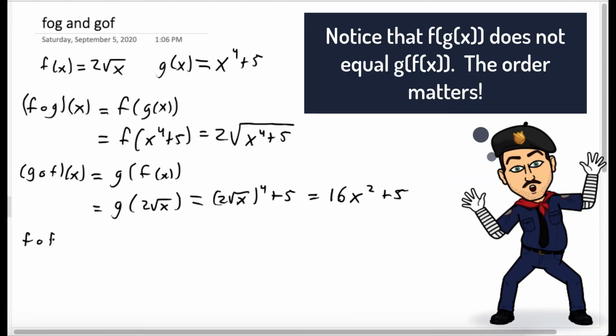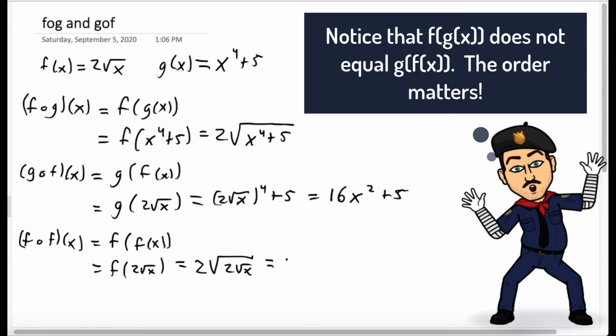And now last, let's do f of f of x. Okay, so wherever we see an x in our f of x expression, we're going to replace it with 2 square root of x. And then we'll simplify as much as we can. So what this looks like is 2 square root of 2 square root of x.